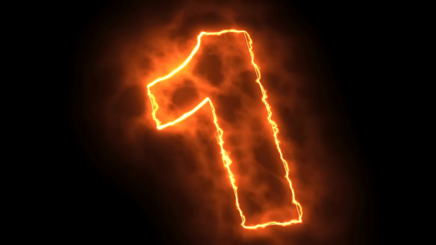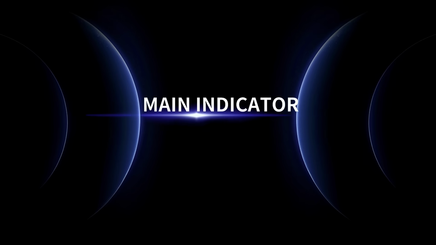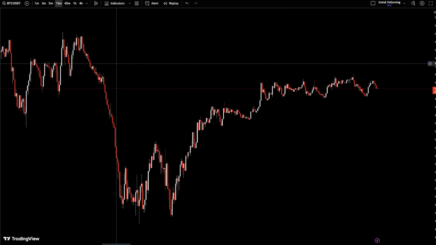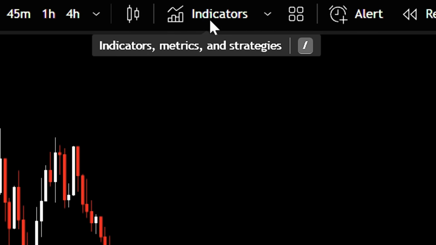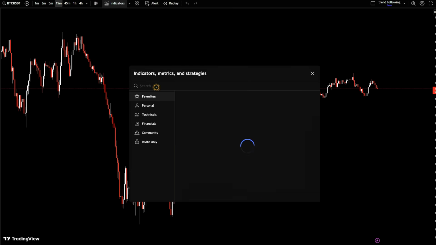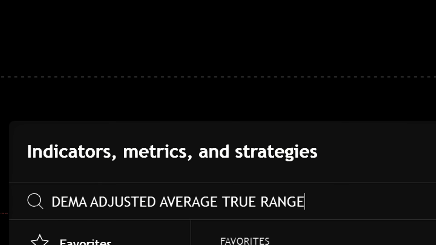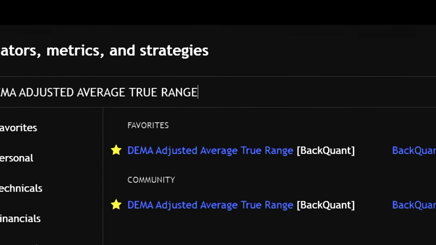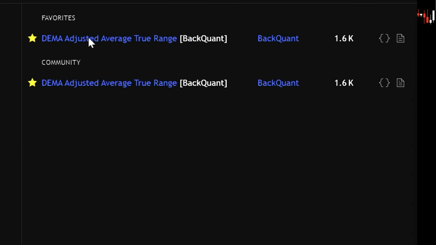First up, we need to add our main indicator. Go to the indicators at the top. In the search bar, type in Demo Adjusted Average True Range. You'll probably see "BackQuant" next to it. That's the one. Just click it and it'll pop onto your chart.